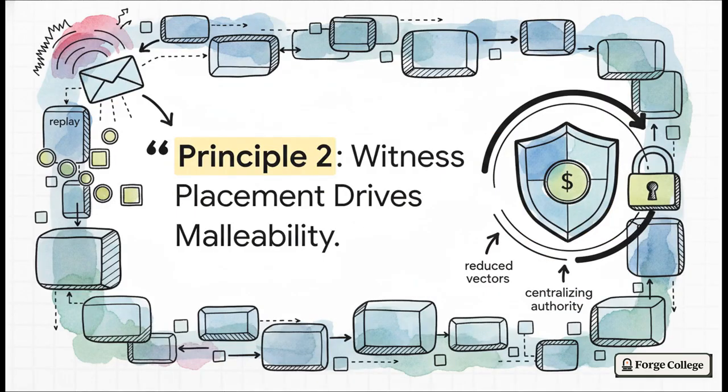Principle 2, witness placement drives malleability risk. Those per-input witnesses offer amazing flexibility for sure, but they require strict canonical rules to avoid those nasty malleability and replay attacks. Single signature account models definitely reduce those vectors, but at the cost of centralizing authority to one single signing key for the whole message.